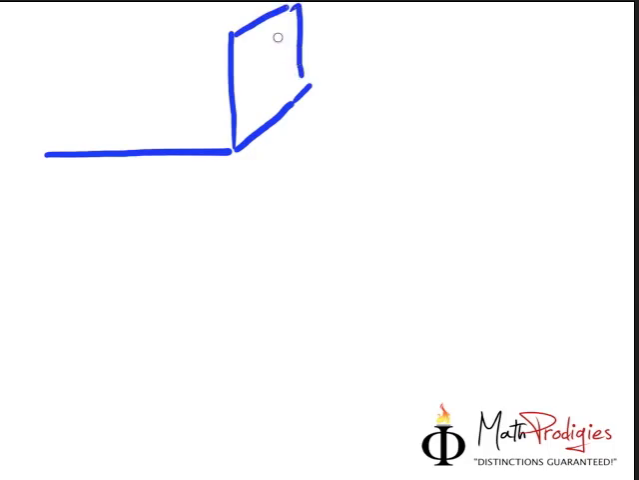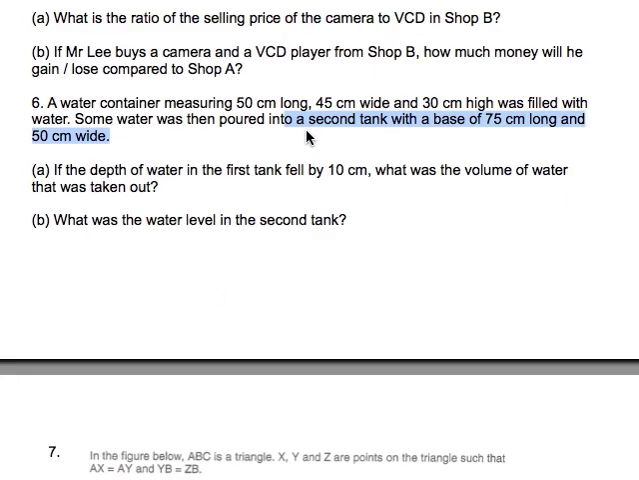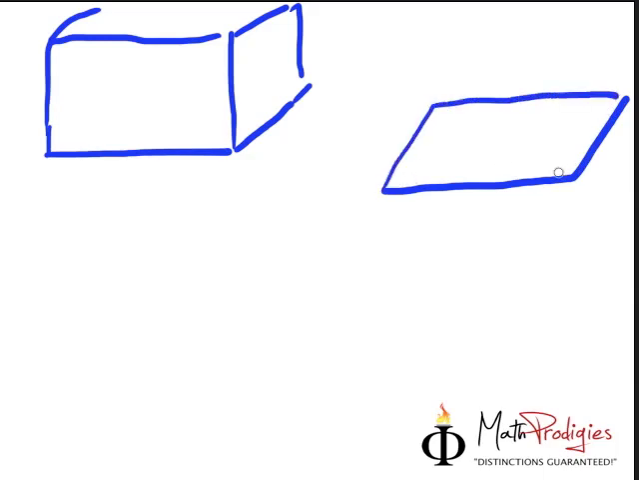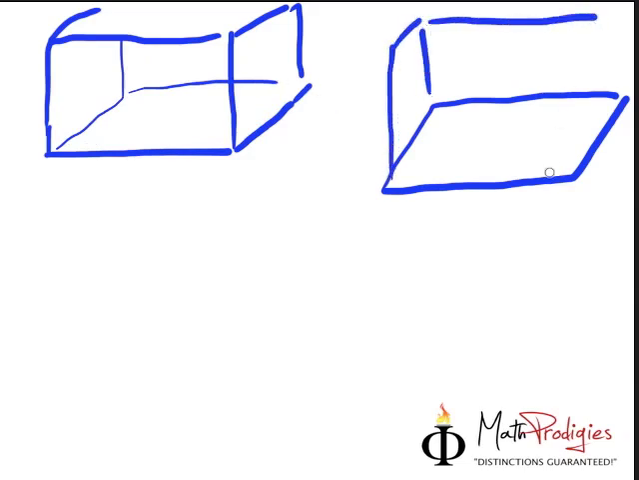So this is our tank. Let's imagine this is our tank, and it was filled with some water. We don't know how much it was. But then some water was poured into a second tank with a base of 75 by 50 cm. This is a much bigger tank, but we don't know what the height is, so we just draw something that looks a bit like that. Okay, my drawing really sucks today. So this is the second tank.